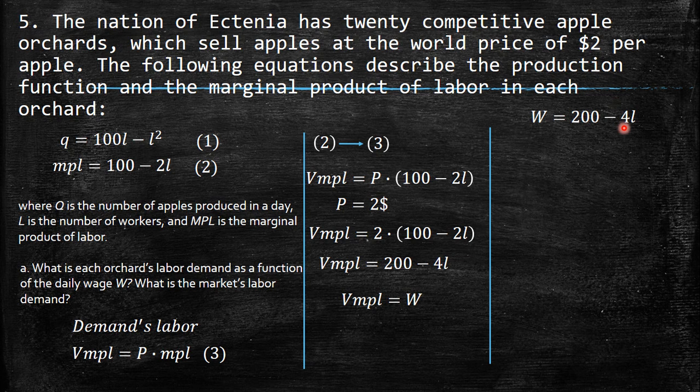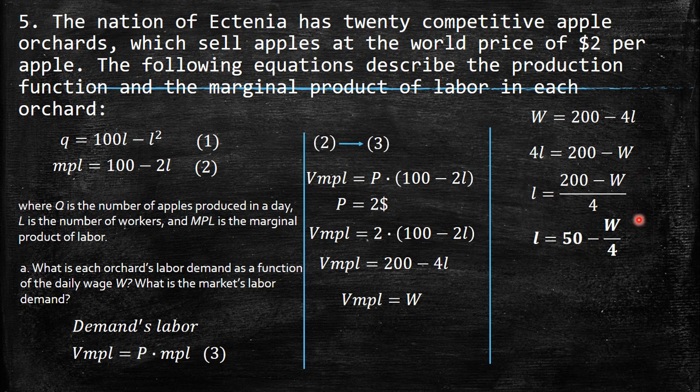Basically as a function of L, right? So it's the opposite. We are going to collect L, then this one is with minus, so it goes to the other side with positive, and this W, which is positive, goes to the other side negative. Because this is multiplying, you can put this 4 dividing all the expressions, so you have the L, which is the number of workers in each orchard. So you have 300 minus W over 4, and remember this 4 goes to both parts, and then you will have 50 minus W over 4.